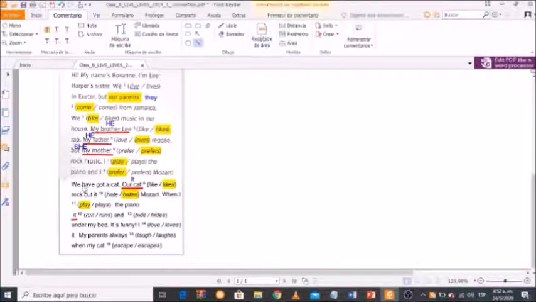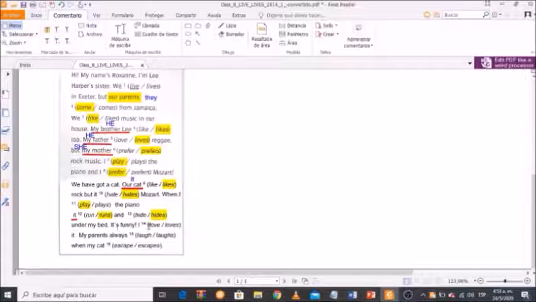So, dijimos que con it íbamos a agregarle una S. So we say, it runs and hide or hides. Very good. And hides under my bed. Do you know the meaning of this verb? Hides. If you hide, you go somewhere where people can't see you. Hide significa esconderse. Okay, so in this case, the cat hides under her bed.